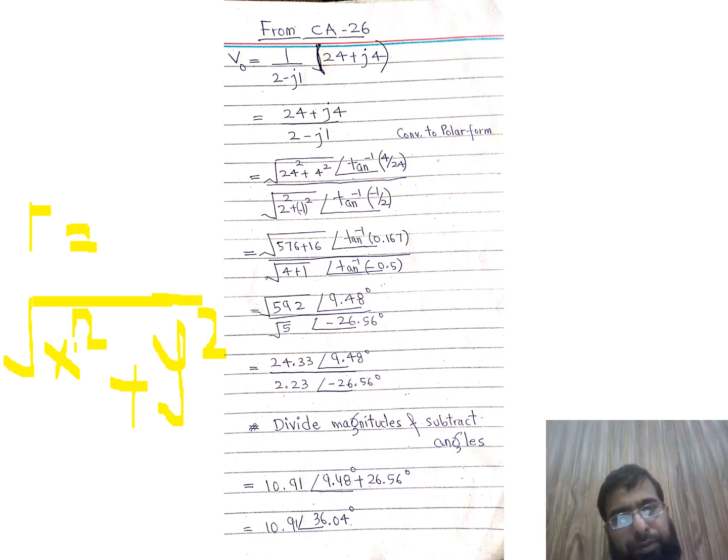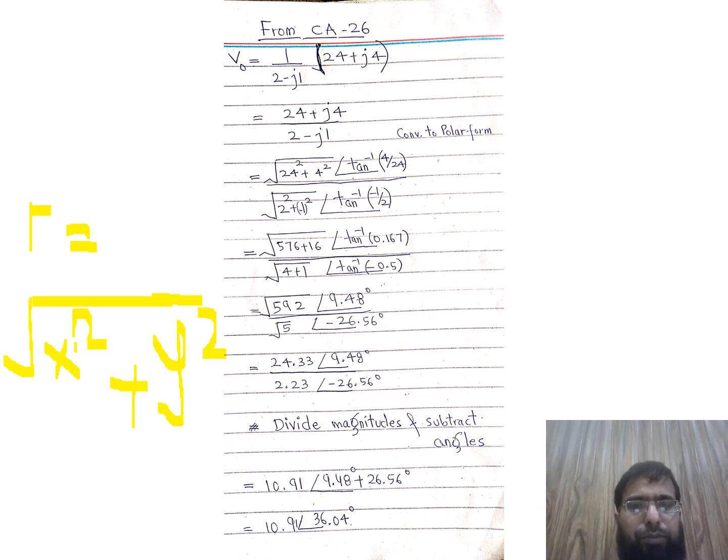Right. So we convert this upper number into polar form. The r is the square root of 24 squared plus 4 squared, and the whole square root, at an angle of inverse tan of 4 over 24, where 4 is y and 24 is x.